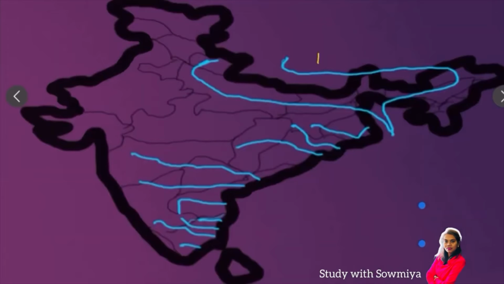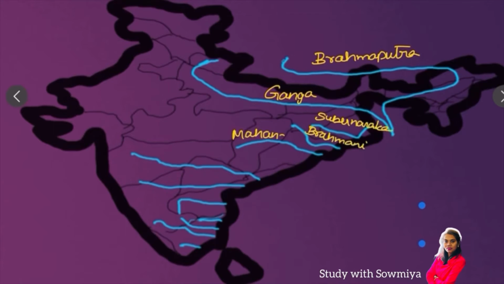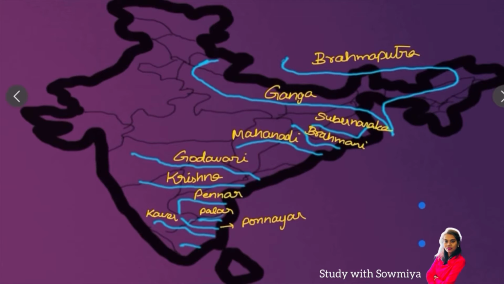Now let's see the east flowing rivers. Brahmaputra, Ganga, Subarnarekha, Brahmani, Mahanadi, Godavari, Krishna, Pennar, Palar, Ponnaiyar, Kaveri, Vaigai. These rivers drain into the Bay of Bengal.